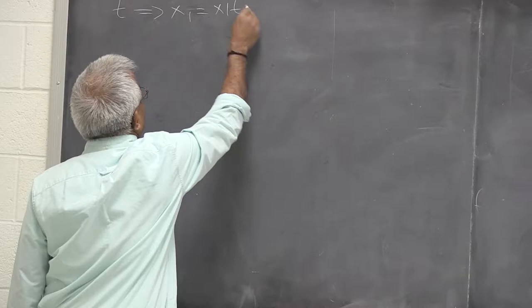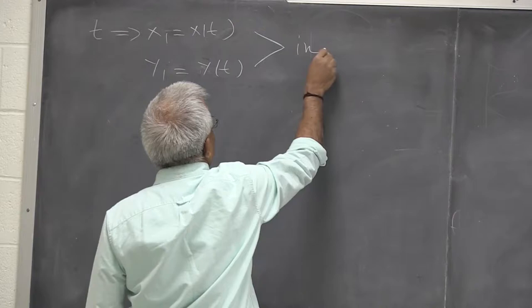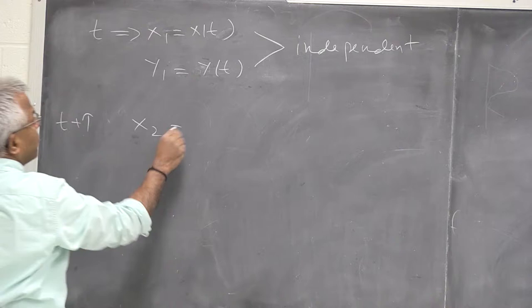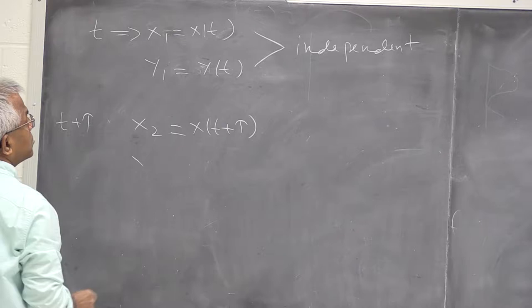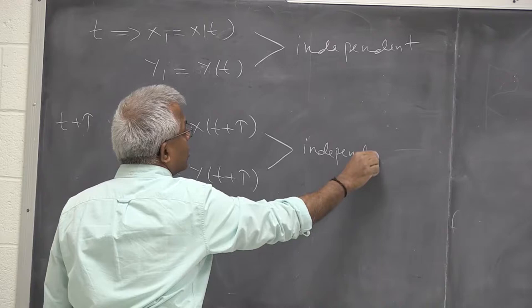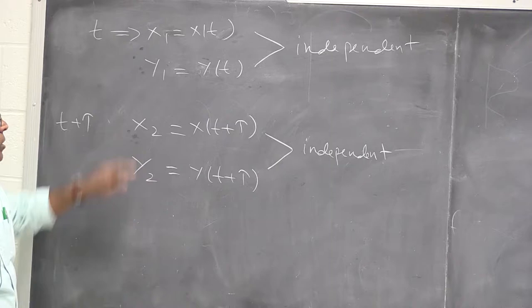So if I take the time instant t1, and I define x1 to be x of t1 and y1 to be y of t1, then these two are independent. We just saw that. But if I take an extra time instant t2, or let's say t plus tau, and I define x2 to be x of t plus tau, and y2 to be y of t plus tau, these are also independent by the same argument. So for any fixed time instant, the real and imaginary parts are independent. That doesn't mean y1 and x2 or x1 and y2, etc. are independent. They are not. So this is where we start, actually.